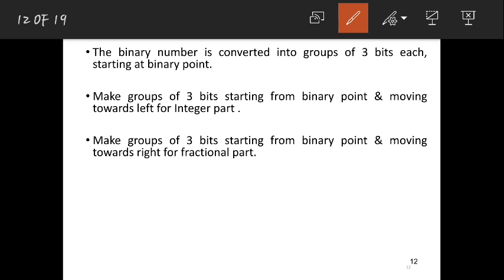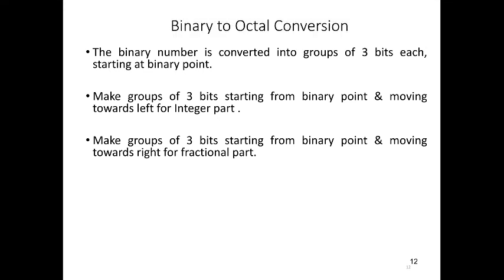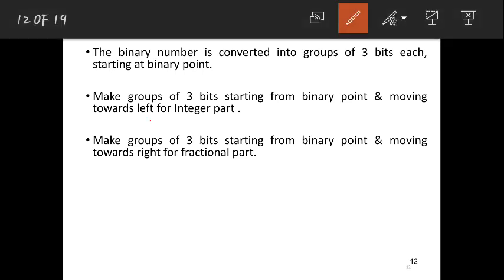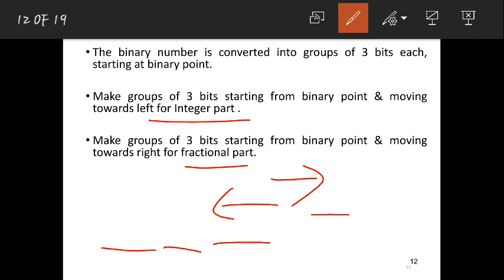So that is what we mentioned here. We will read these points again, important. The first point: the binary number is converted into groups of 3 bits each, starting at the binary point. Next point: make groups of 3 bits starting from the binary point and moving towards the left for the integer part. Next, make groups of 3 bits starting from the binary point and moving towards the right for the fractional part. For the integer part, moving towards the left, in this way you keep on grouping the 3 bits. For the fractional part, you keep on making groups of 3 bits by moving towards the right.